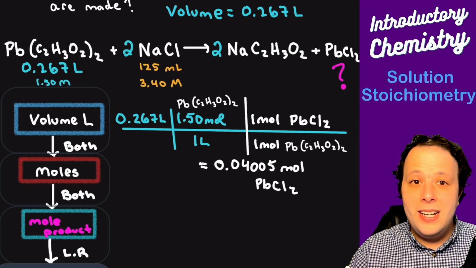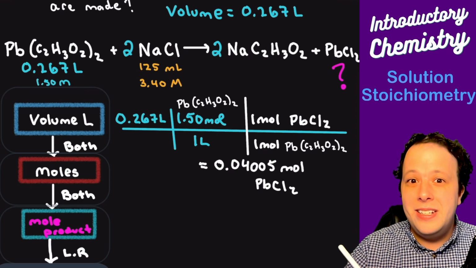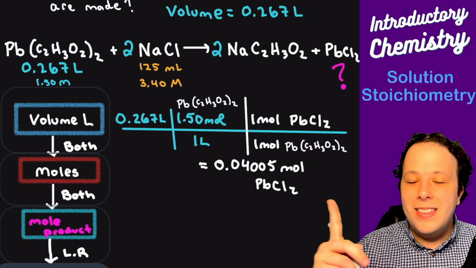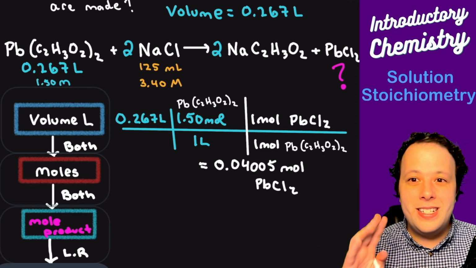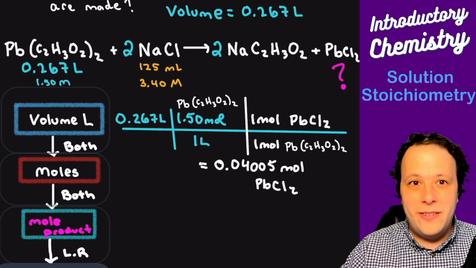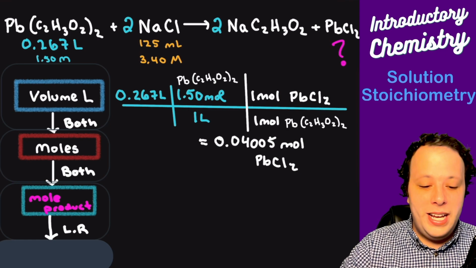Now, what that tells you is that if you use every single milliliter of lead acetate, this is how much you're going to make if you use up everything, if it runs out. So this is your theoretical yield if you use everything. However, we don't know if that's going to be the answer. So we've got to do the same thing for NaCl.